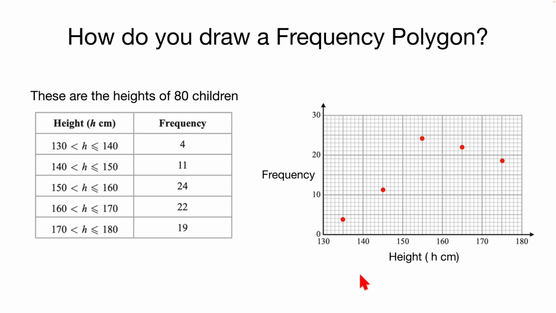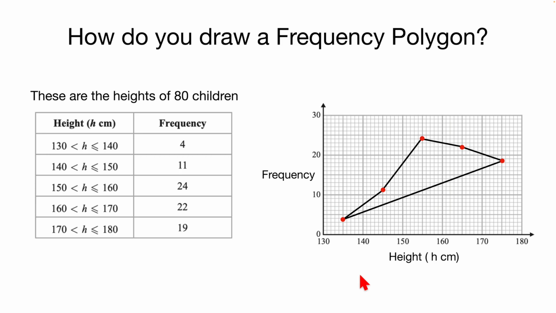We put those marks on a graph and we join them with straight lines, no curves. And that is a frequency polygon. The easiest 2 marks you will ever get, provided you remember what to do.